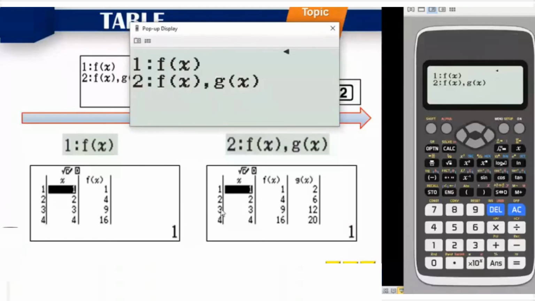Double tables are made for comparative analysis. A single table is made for a single function. So the calculator is giving us a choice. Someone might ask, why is there a need for choice? If we want a single table, we'll make a single table anyways. Why is there a need for choice?